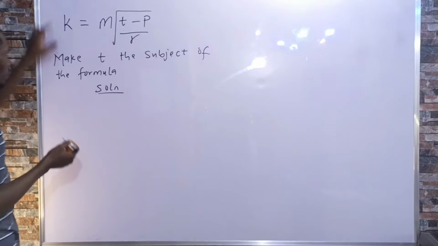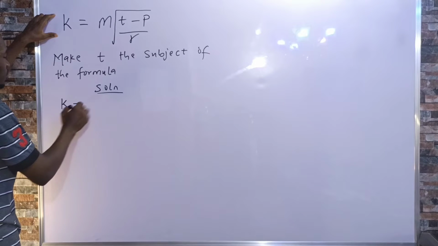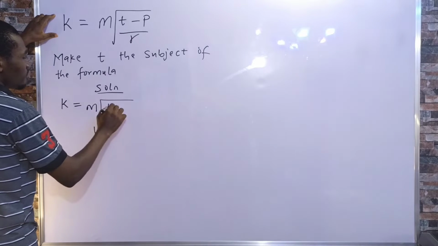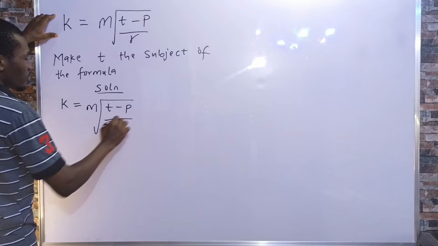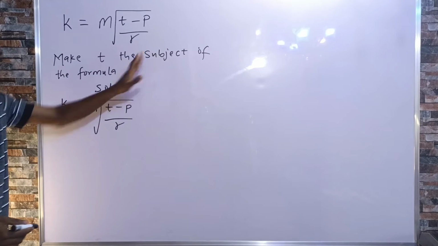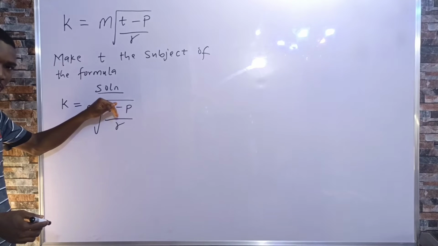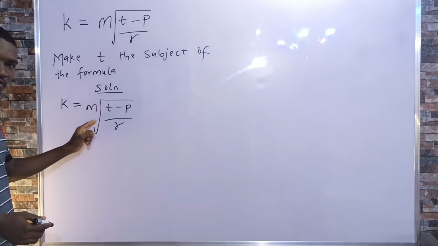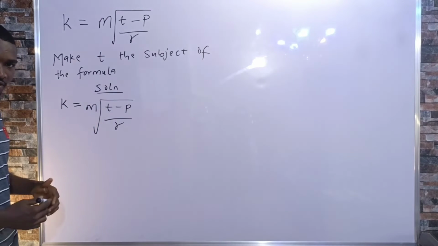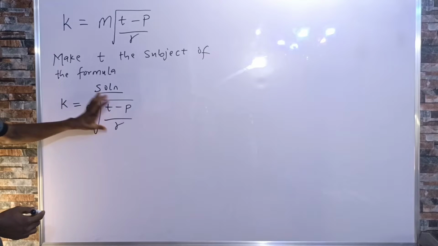First thing first, let's replicate this question. Replicating the question, we have k is equal to m, then the square root of (t minus p) all over r. Remember, we are asked to make t the subject, and this t is contained under the square root. How do we remove this square root before we proceed? That is our target. Hence, we shall take the square of both sides of the equation.